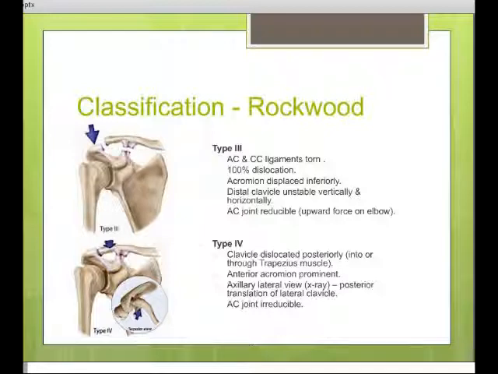Type 4 injuries, the clavicle is dislocated posteriorly, and it could be into or through the trapezius muscle. The anterior part of the acromion will appear prominent, and on X-rays in the axillary lateral view, you'll see posterior translation of the lateral clavicle. And in this type of injury, the AC joint is not reducible.